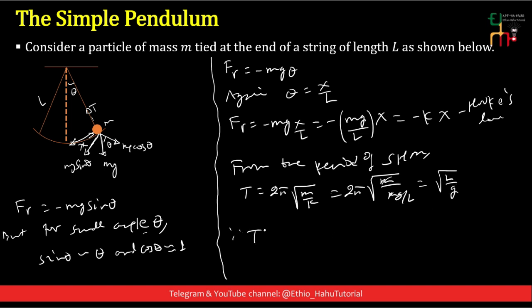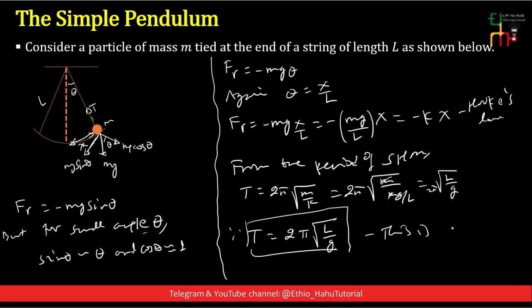Therefore, the period of simple pendulum is simply 2 pi, the square root of L over g, where L is the length of the string and g is acceleration due to gravity. And this is the period of simple pendulum, which is independent of the mass of the system. Rather, it depends upon the length of the string and acceleration due to gravity.